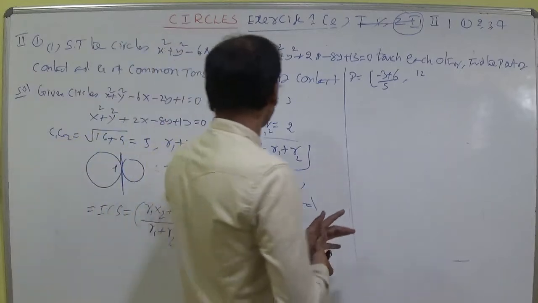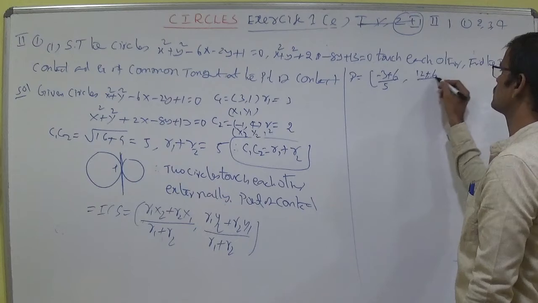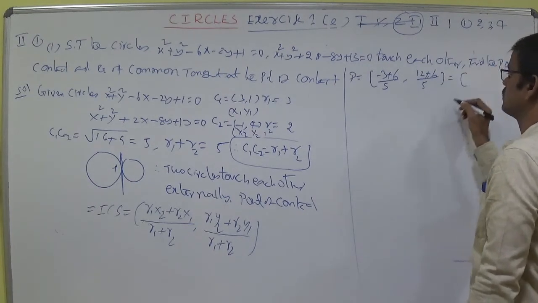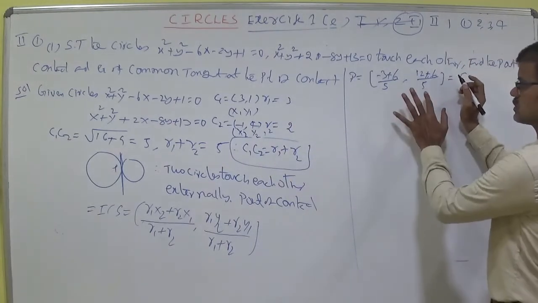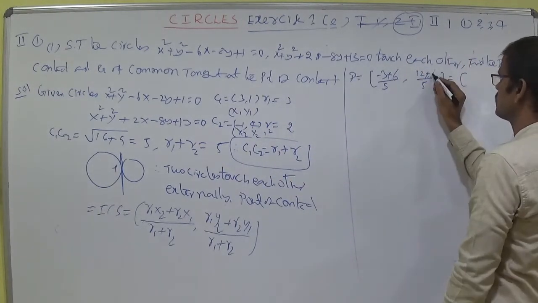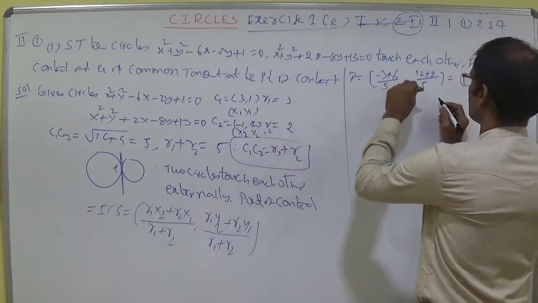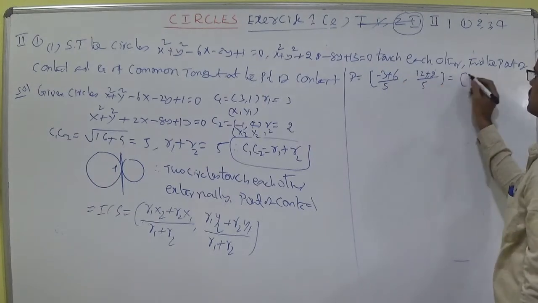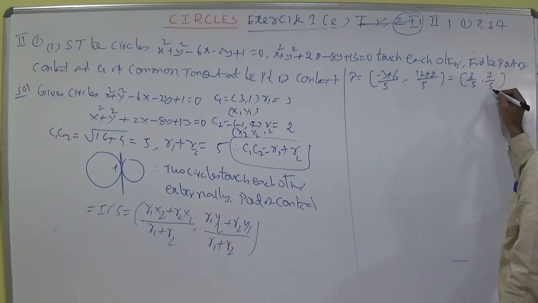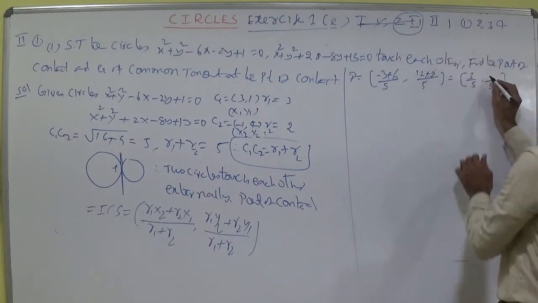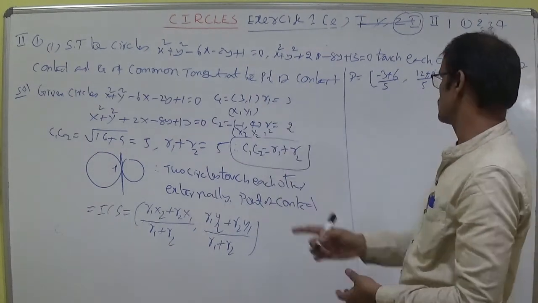R1y2 plus R2y1. R1 is 3 into 4 plus R2 is 2, into y1 which is 1. Only 2, not 6. 12 plus 2. Okay. Now you can write 6 minus 3, 3 by 5. 12 plus 2, 14, 14 by 5. So the point is 3 by 5, comma 14 by 5, using R1x2 plus R2x1 by R1 plus R2, correct.